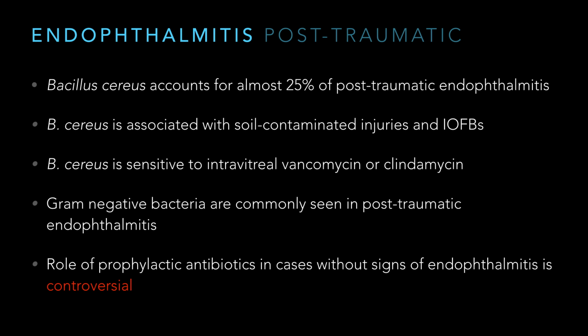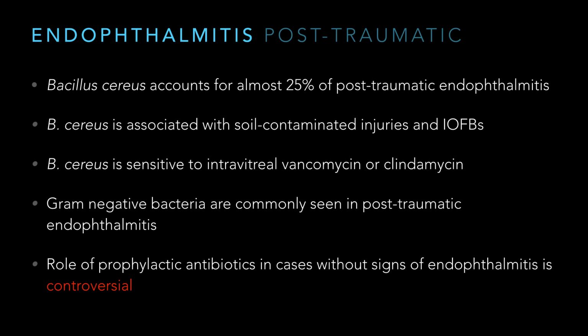This is a study from Iowa that showed, and this is in the book, 25% of post-traumatic endophthalmitis is caused by B cereus. B cereus is really bad. Soil-contaminated injuries, IOFBs. Again, in Iowa, they had lots of tractor and farm-related accidents, so you might be seeing a little bit of an observer bias or referral bias. Gram-negative bacteria are commonly also seen.